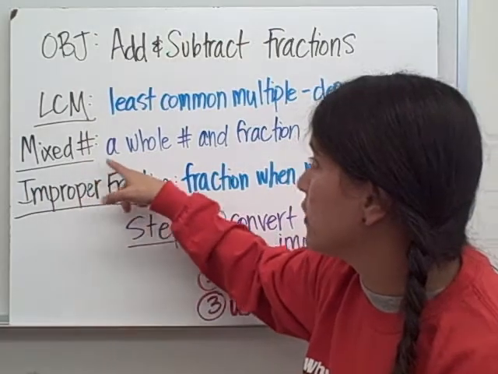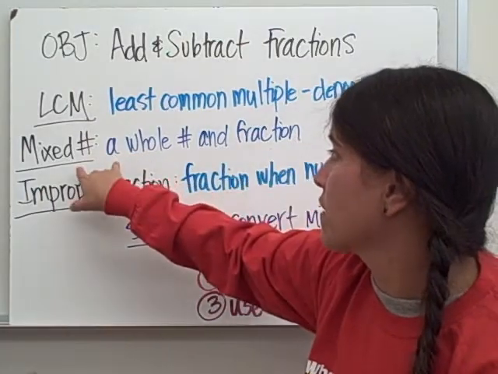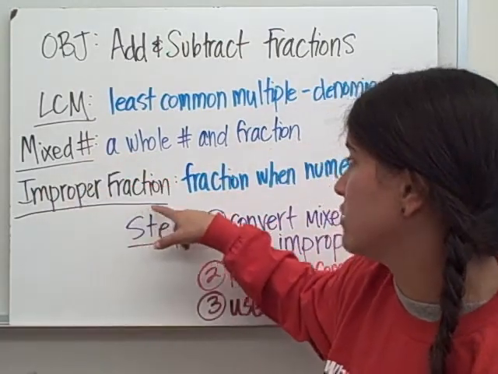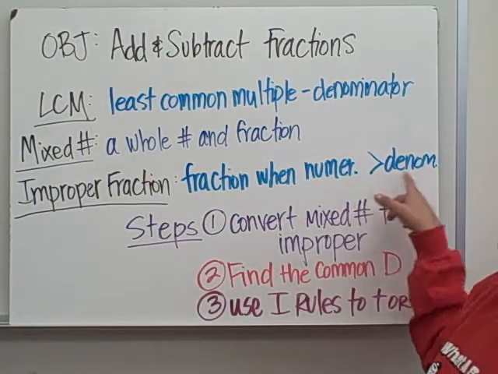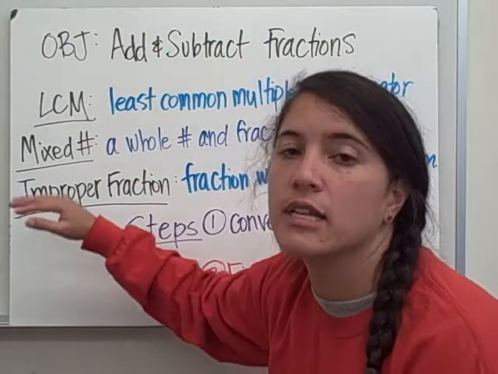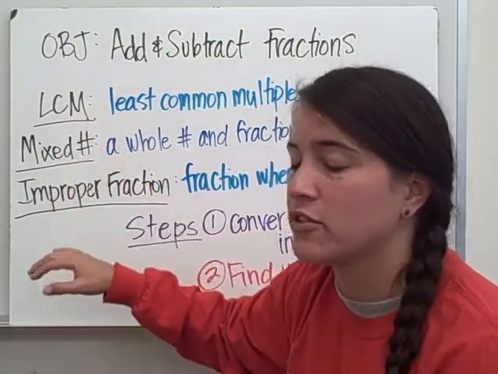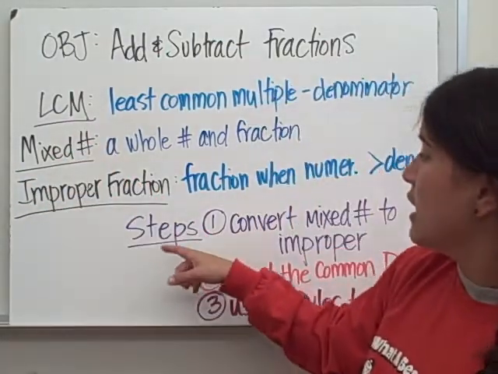A mixed number is a whole number and a fraction. And then an improper fraction is a fraction when the numerator is greater than the denominator. So we're going to be using some improper fractions today, some mixed numbers, and some common denominators. So just a few steps.